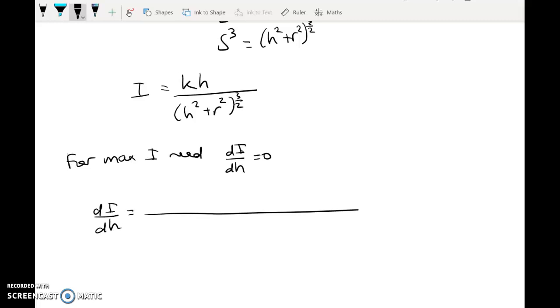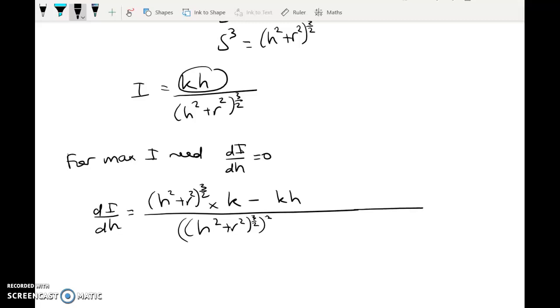Well, it's the quotient rule again. We've got h squared plus r squared to the power of 3 over 2 all squared. Plonk that up the top. And now differentiate the numerator with respect to h times k minus kh times 3 over 2 times h squared plus r squared to the 1/2 times the derivative of the inside function, which is 2h. And that has to equal 0.